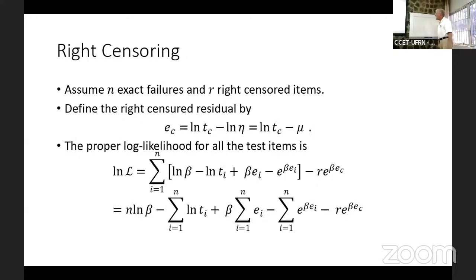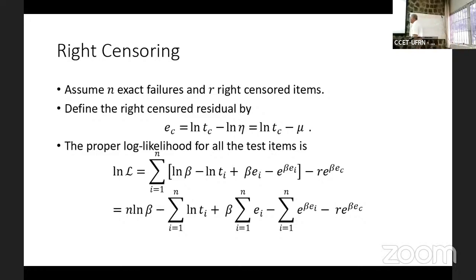So I'm assuming inexact failures are right censored. I'm going to let T sub C be that censoring time, so e_C is just the residual relative to that time. Just for convenience, I'm assuming they're all being censored at exactly the same time. Okay? It doesn't have to be.